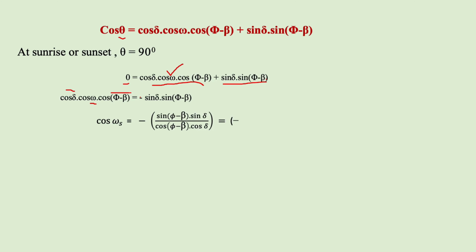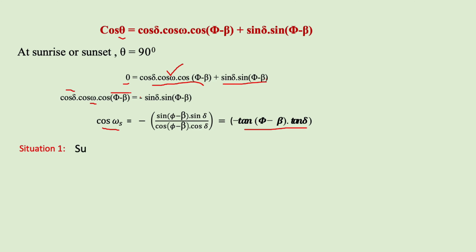Now we know that sin (phi minus beta) over cos (phi minus beta) is tan (phi minus beta), and sin delta over cos delta is tan delta. So this equation now reduces to minus tan (phi minus beta) tan delta. This is the equation for the hour angle we have to calculate if the surface is inclined and facing due south. But in this case two situations arise.